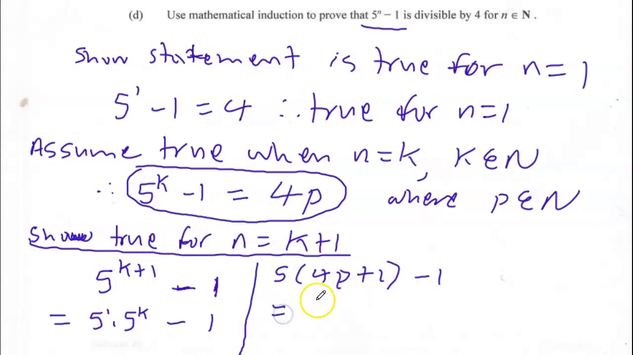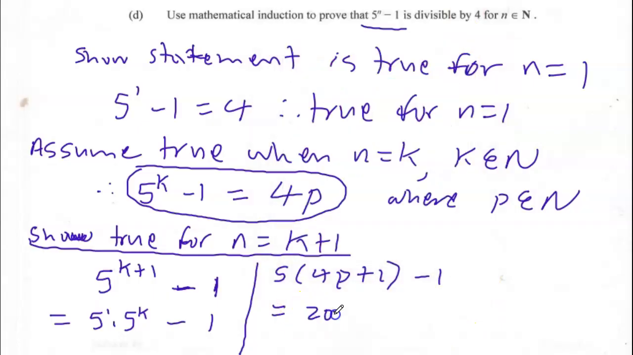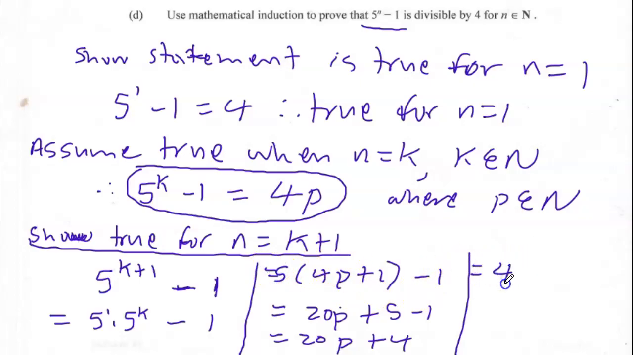Expand our bracket. 5 times 4p, that's 20p. And 5 times 1, that's 5. And then we end up with 20p plus 4. And we can factor out 4. If we can factor out 4, it means it's divisible by 4, right?